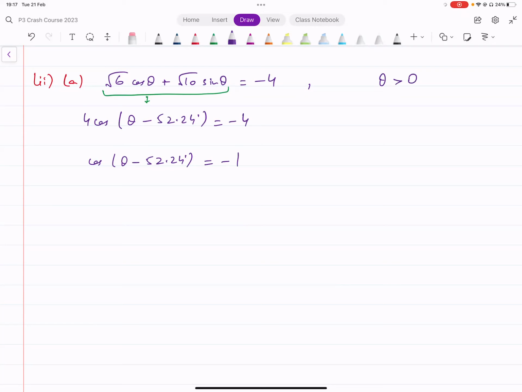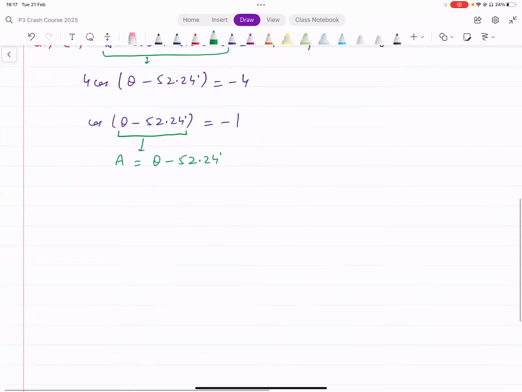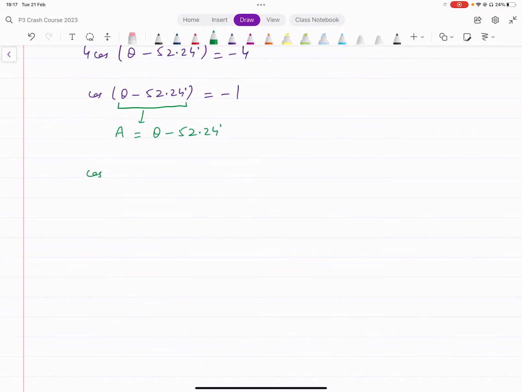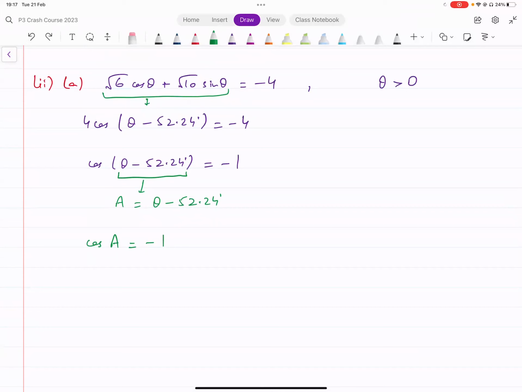And now we could use a substitution. We could say, let this whole thing be another variable. You could say a or any other letter, doesn't matter. So you have a equal to theta minus 52.24. And now the equation converts to something like this. Cos of a is equal to minus 1. That's the equation that you need to solve now. But remember, when you convert to another variable, you also need to figure out what the corresponding interval for that variable is. Now, if theta was greater than 0, what does it mean for a?